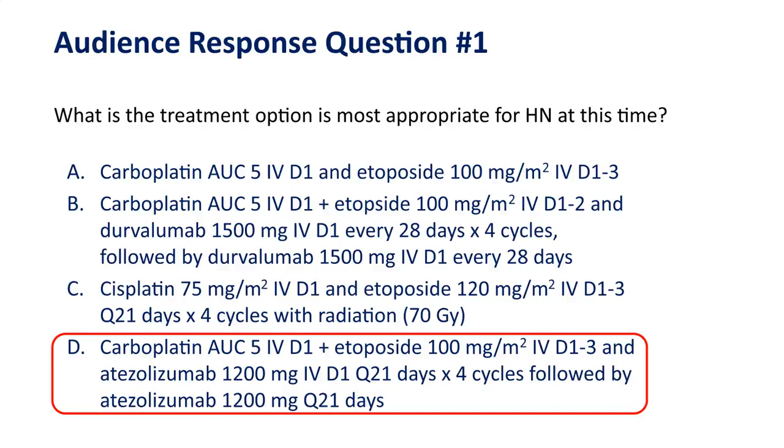Option B contains combination chemotherapy with immunotherapy. However, the dosing schedule is incorrect for the combination with chemotherapy and should be every 21 days, followed by durvalumab 1500 mg IV day 1 every 28 days. So again, the most appropriate answer would be option D.